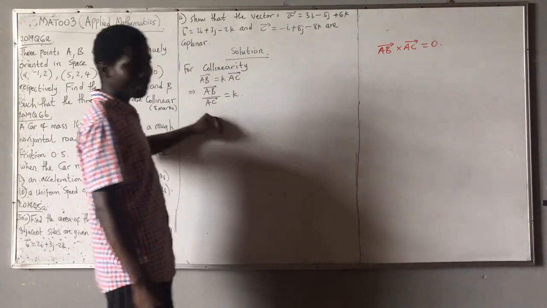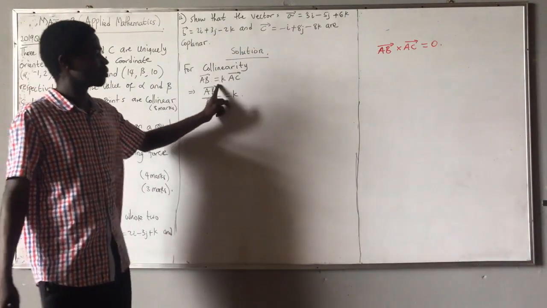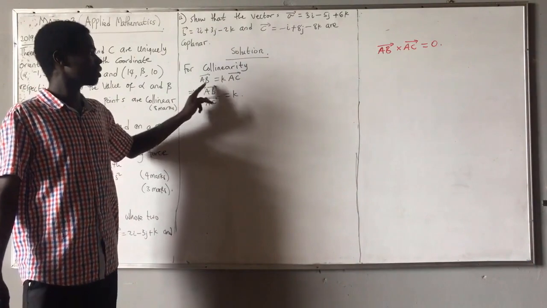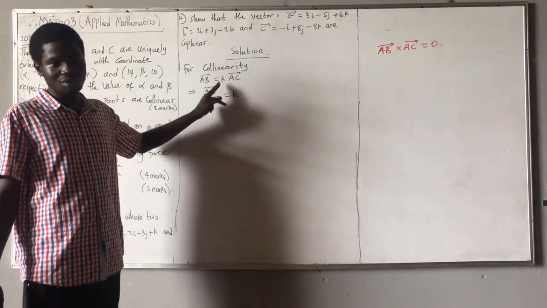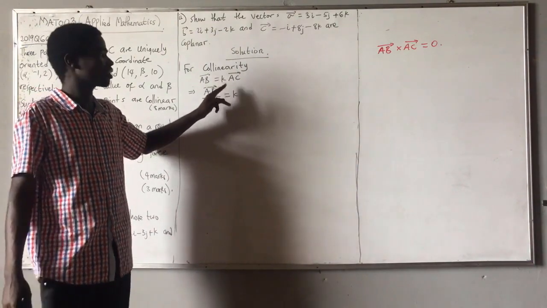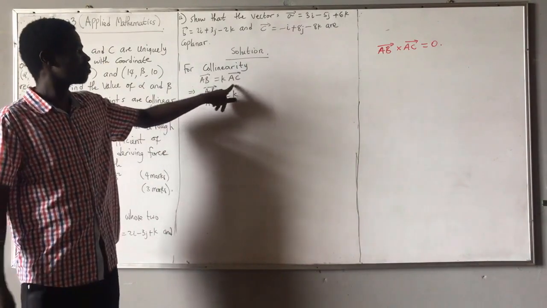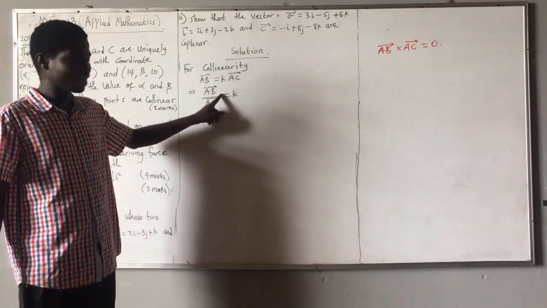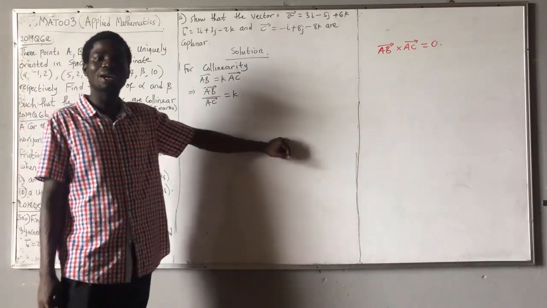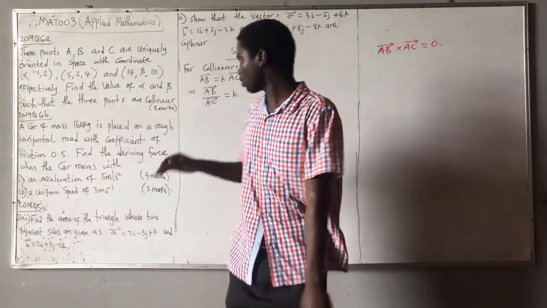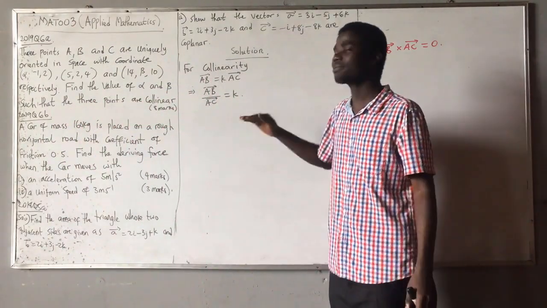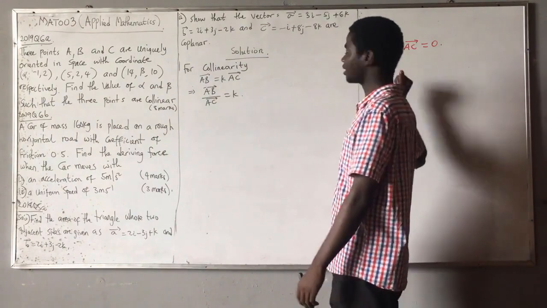But another method is that vector AB must be equal to a scalar, or constant, times vector AC. If we divide by AC, you have AB all over AC must be equal to a constant. Do you understand? I want to use this method because it is quite fast. It's faster than the cross product method.